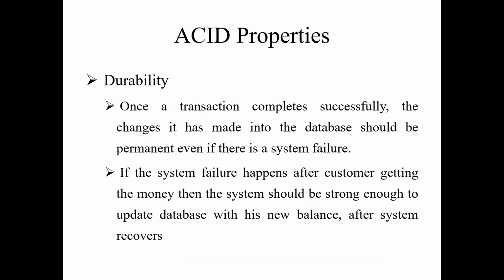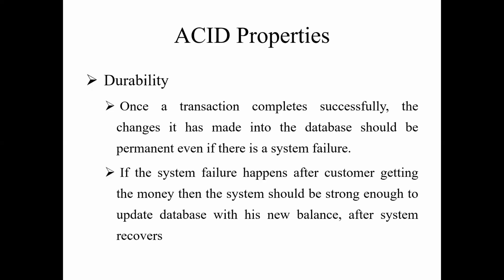Once a transaction completes successfully, the changes it has made to the database should be permanent, even if there is a system failure. If the system failure happens after the customer getting the money, then the system should be strong enough to update the database with his new balance after the system recovers. This property ensures that once the transaction has completed the execution, the updates and modifications to the database are stored and written to the disk, and they persist even if a system failure occurs.